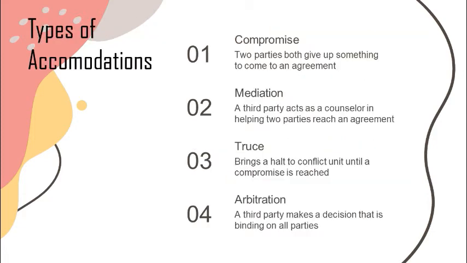Now, types of accommodation. First, compromise is two parties both give up something to come to an agreement. Second, mediation is a third party acts as a counselor in helping two parties reach an agreement. Third, truce brings a halt to conflict until a compromise is reached. And fourth, arbitration is a third party makes a decision that is binding on all parties.